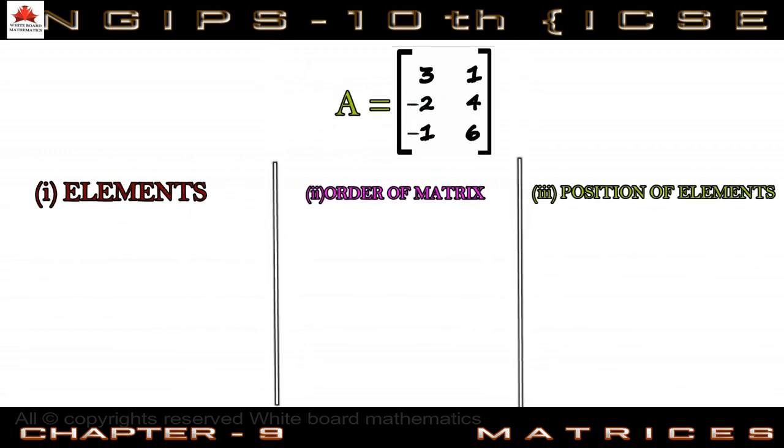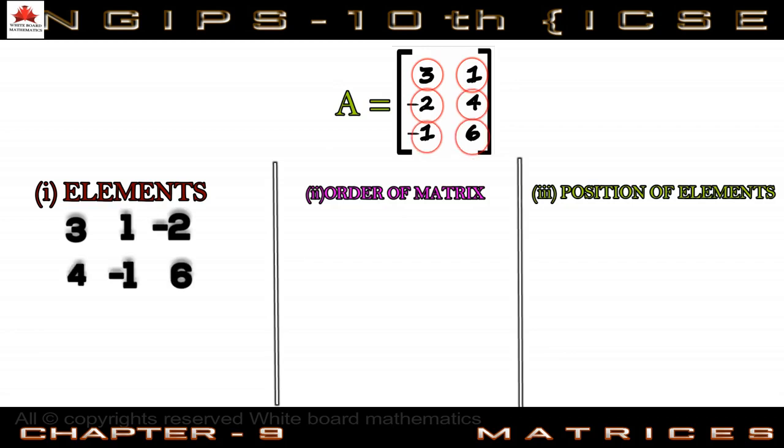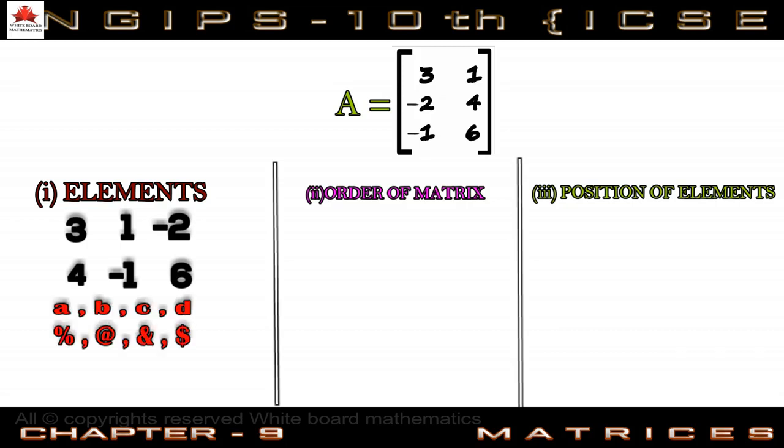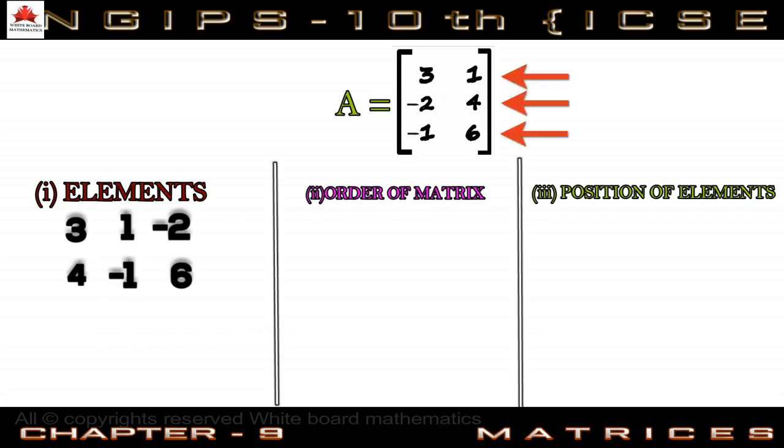Elements are nothing but the components of the matrix. This matrix A has 6 elements: 3, 1, minus 2, 4, minus 1 and 6. That's all, 6 elements in this matrix. And the elements of the matrix do not have to be numbers. They could also be letters or random characters. So the elements are arranged in rows and columns to make up a matrix.